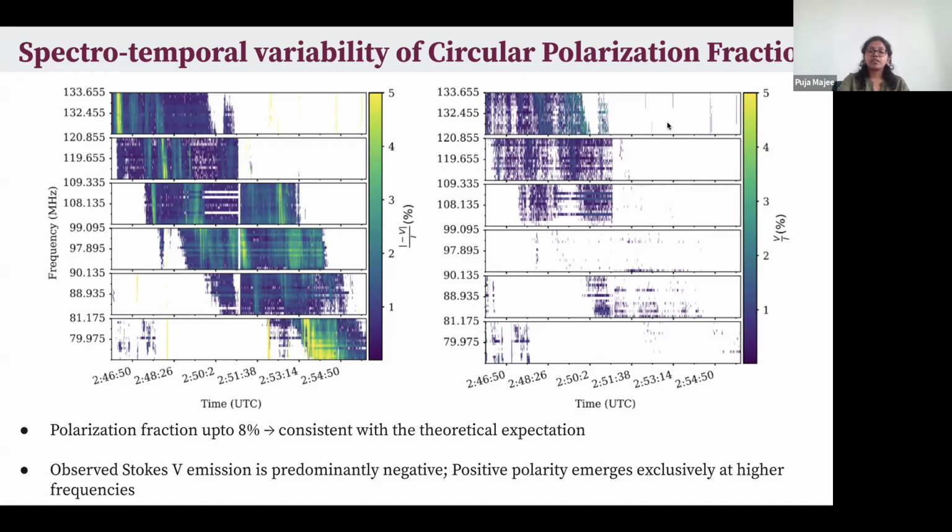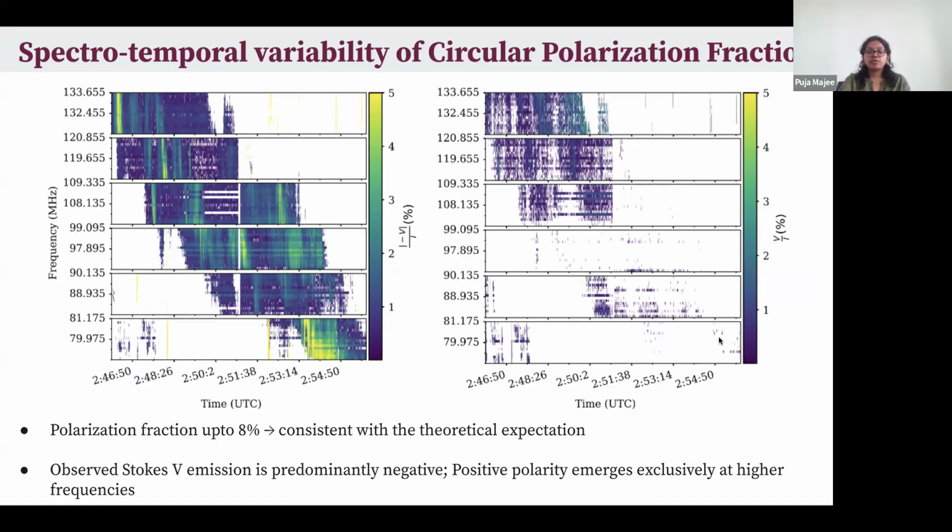It's fine, but when you go to the positively circularly polarized emission, the fraction goes up to 4%, which says that the negative one is more dominant. And also, if you see here, the positive polarity emerges exclusively at the higher frequencies, but we don't see much at the lower frequencies.